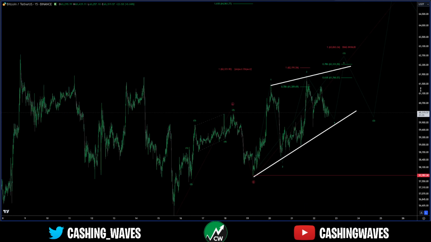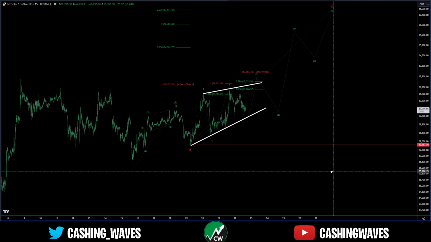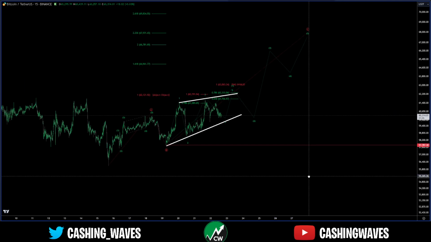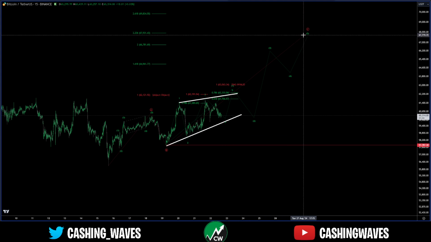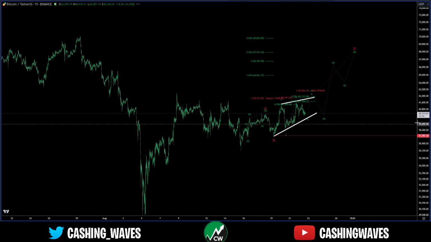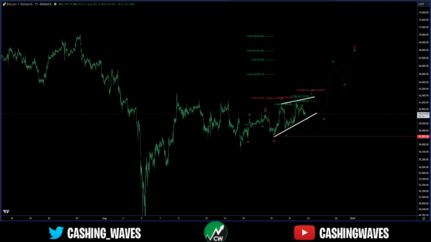Now we need to also talk about the bearish scenario. This scenario is pretty simple. Obviously, as long as we hold 57,787.30, this is the move I am playing for. And we'd expect an extended C wave within this larger diagonal, as you see.